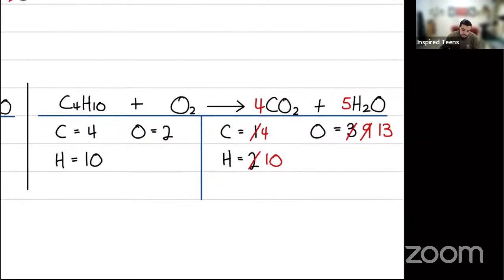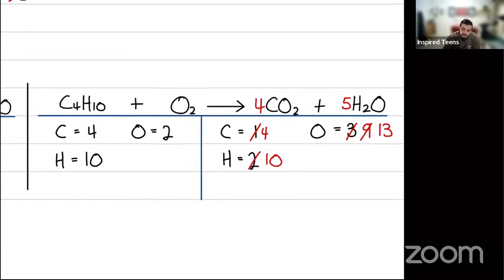Okay, so we need to balance. On the left-hand side, we have 2. On the right-hand side, we have 13. But the problem is we have 2 here. So when we multiply that oxygen, we can only get an even number. But on the right-hand side, there's an odd amount of oxygens, which is terrible. Okay, but what can we do?